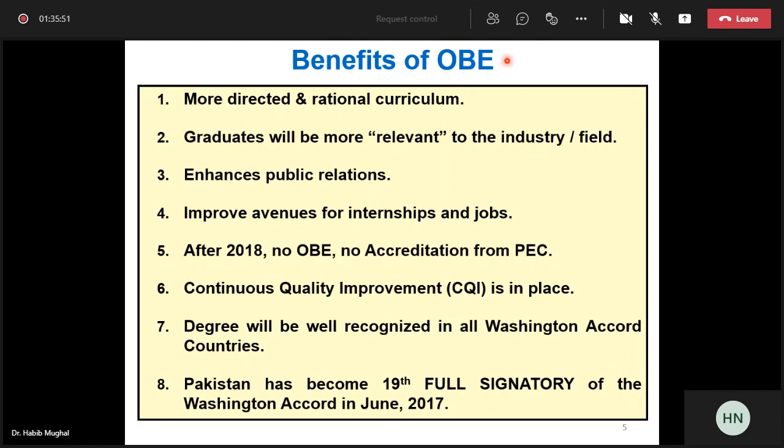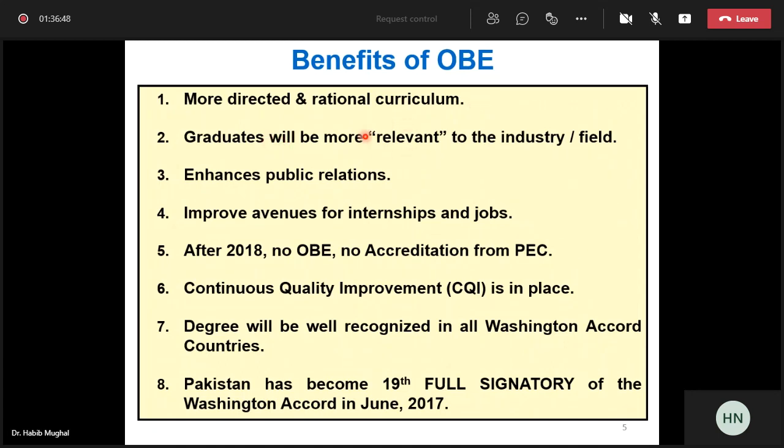Now, what are the benefits of the outcome-based education system? The first benefit is that in this education system there is a more directed and rational curriculum, because this curriculum comes from where? Directed means who is directing us to improve the curriculum? Of course, the employer. Who is the employer? WAPDA, C&W, NHA, the big departments. And they are saying that, okay, now we need this software, now we need this thing, your students are weak in that. So they direct us and accordingly we improve our curriculum. So that is the benefit of OBE.